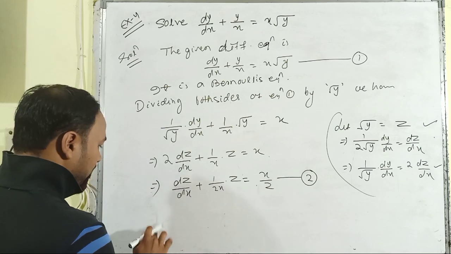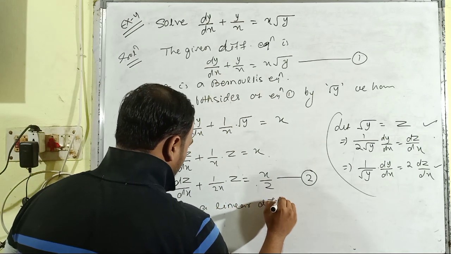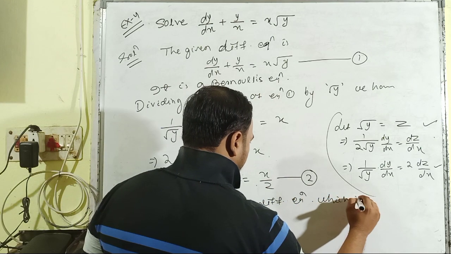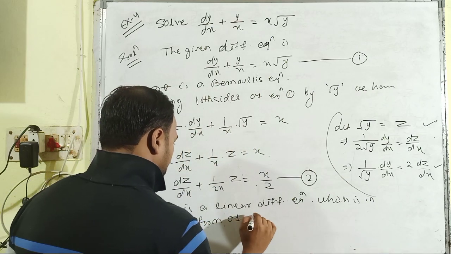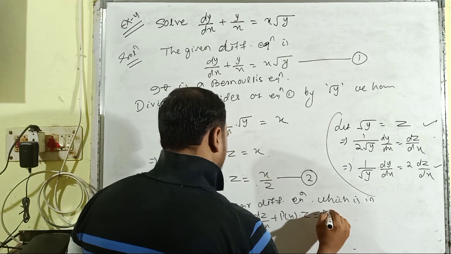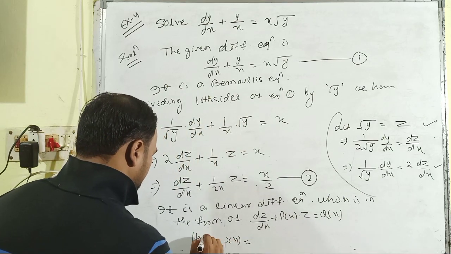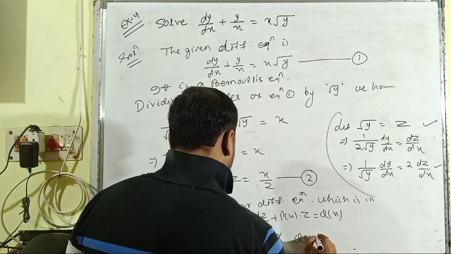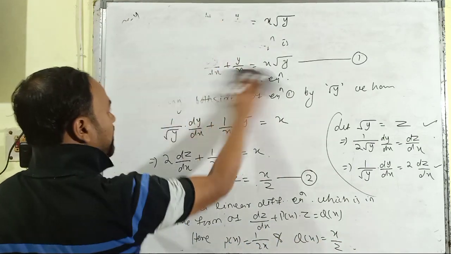So first of all write down, it is a linear differential equation which is in the form of dz upon dx plus p of x multiplied with z is equal to q of x. You may write down this line, p of x is equal to 1 upon 2x and q of x is equal to x divided by 2. Then you have to find out the integrating factor.